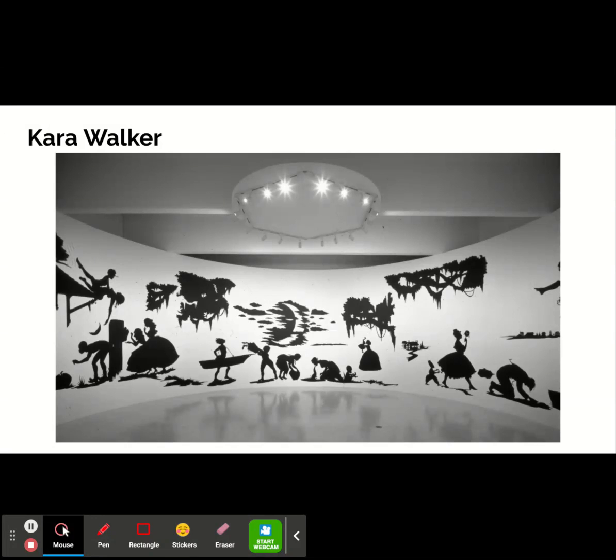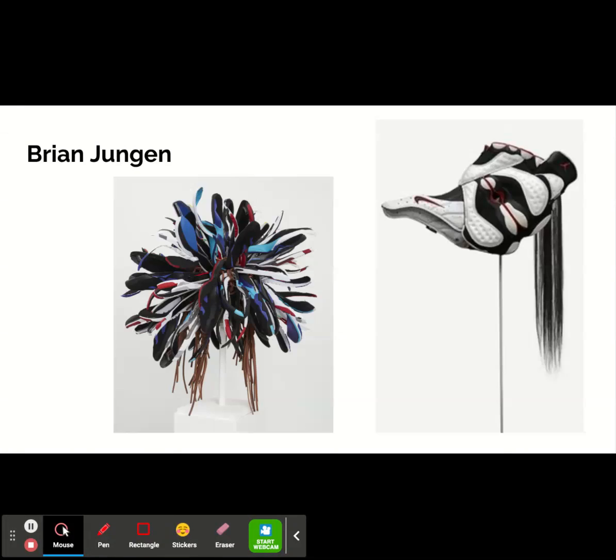For example, Kara Walker uses her black silhouettes to create storylines of black history. She highlights historical wrongs and discriminatory stereotypes that black people continue to face in society today.